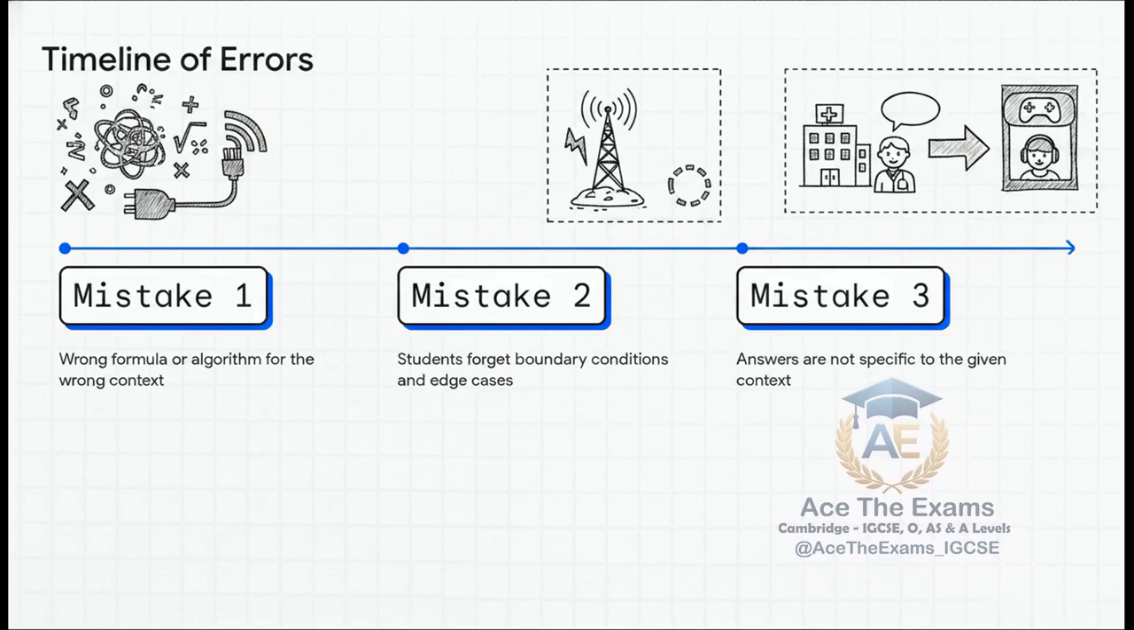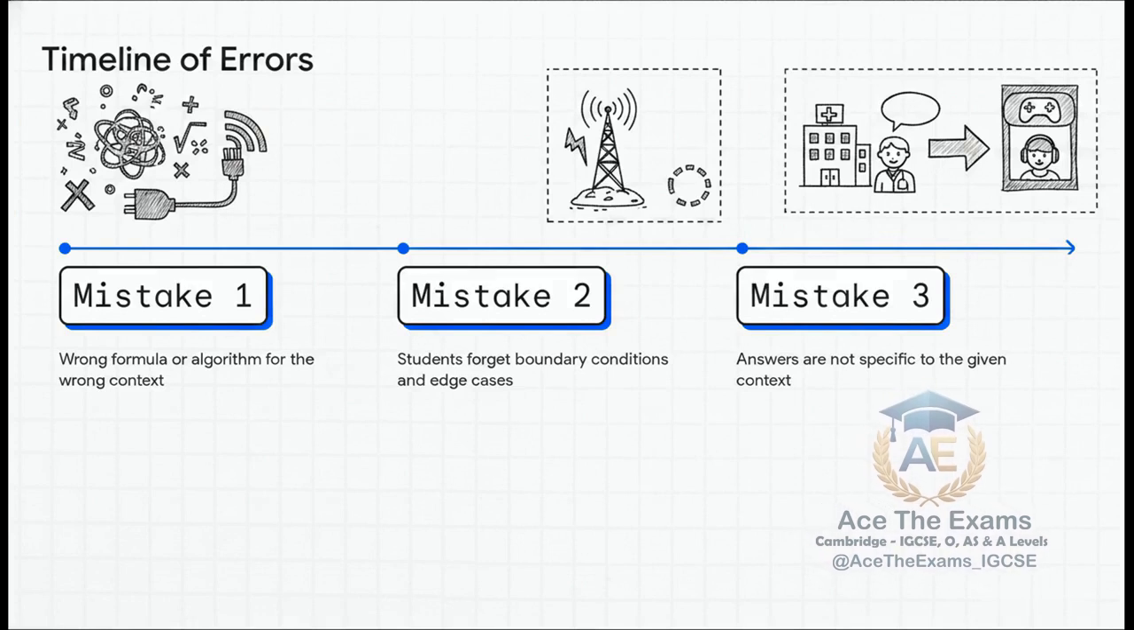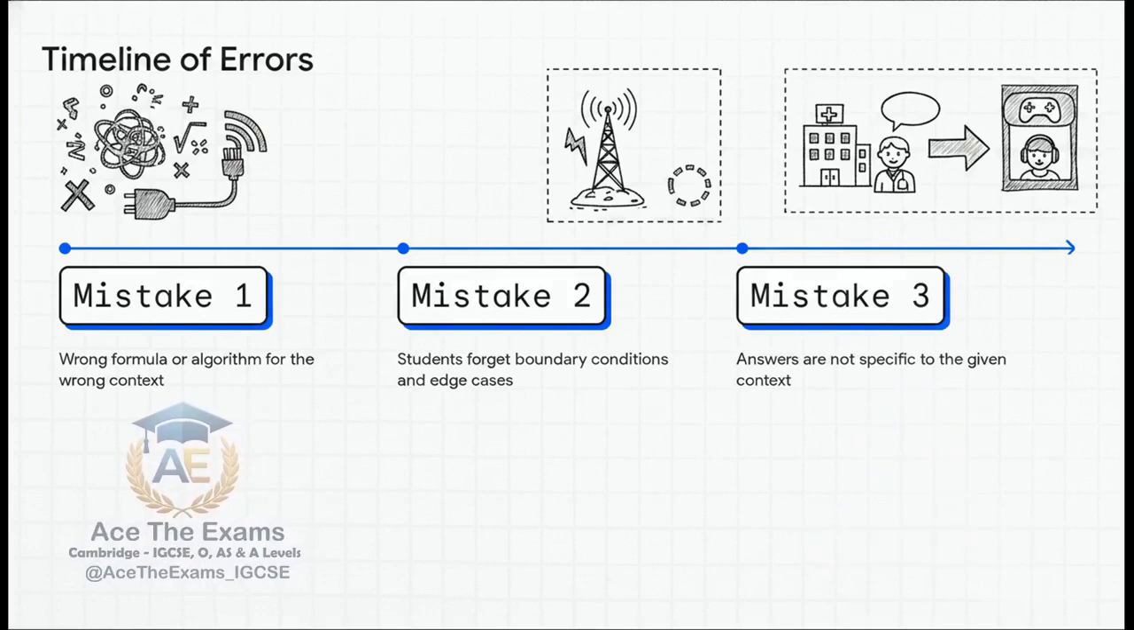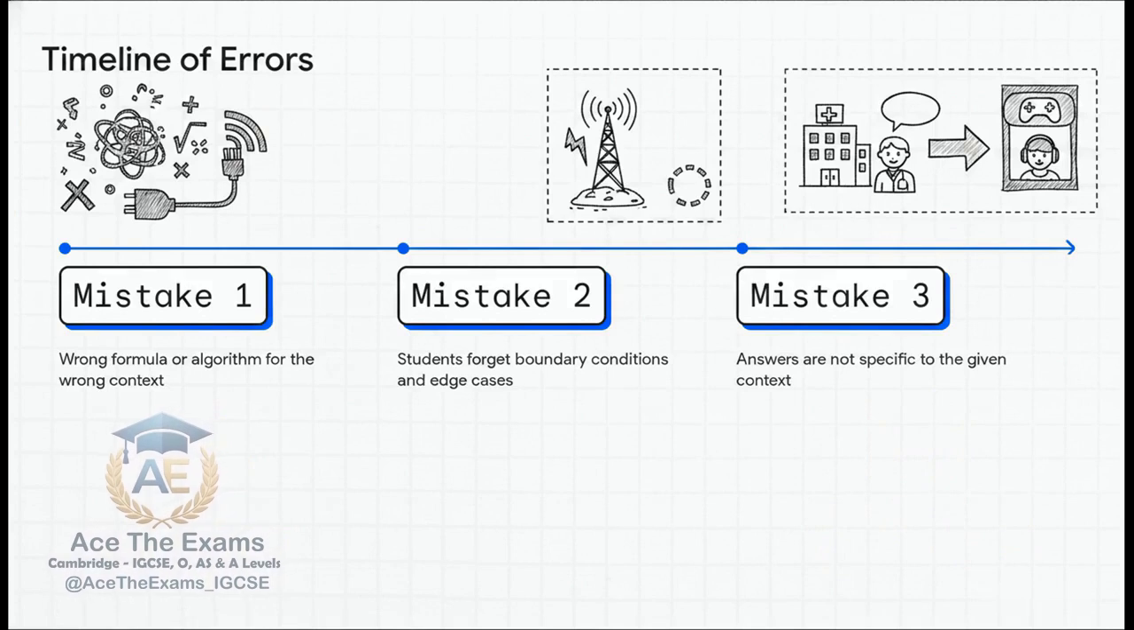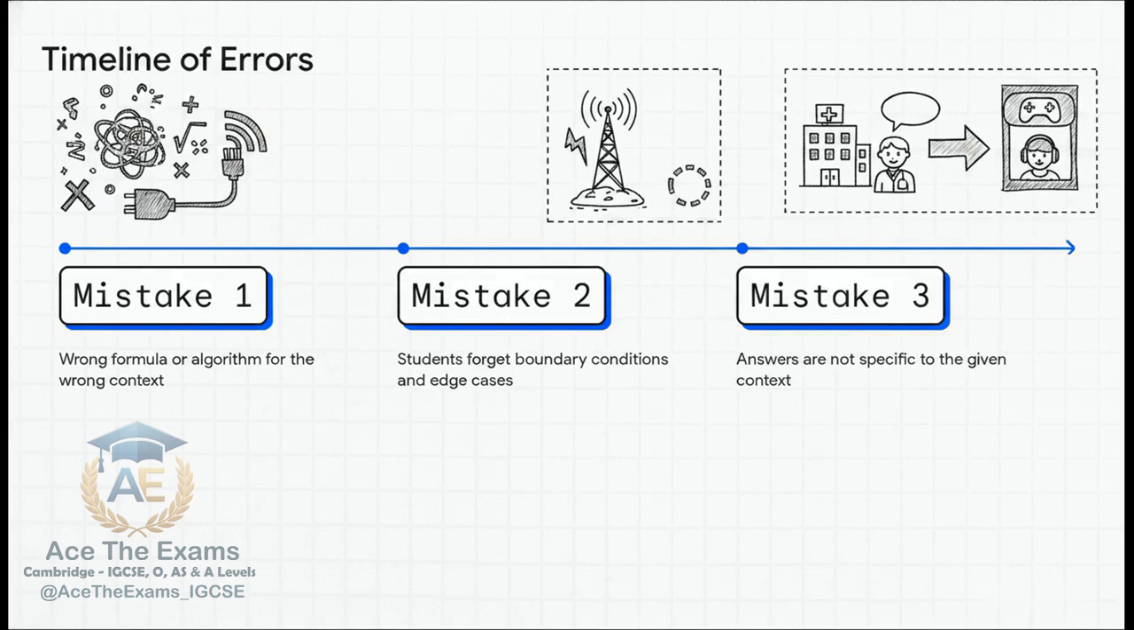The classic trap is calculating theoretical maximum data transfer rates without factoring in the real-world overhead and physical interference of wireless protocols. Mistake 2. Students will beautifully evaluate a network node but totally forget the boundary conditions, like what actually happens to the data packets during a sudden, sharp drop in signal strength.